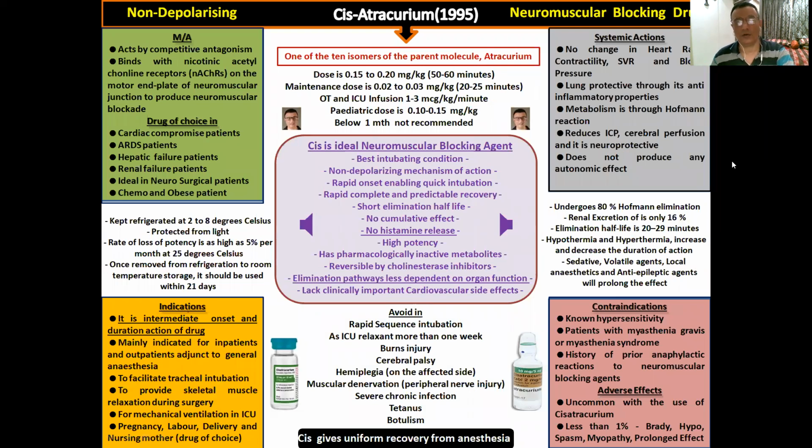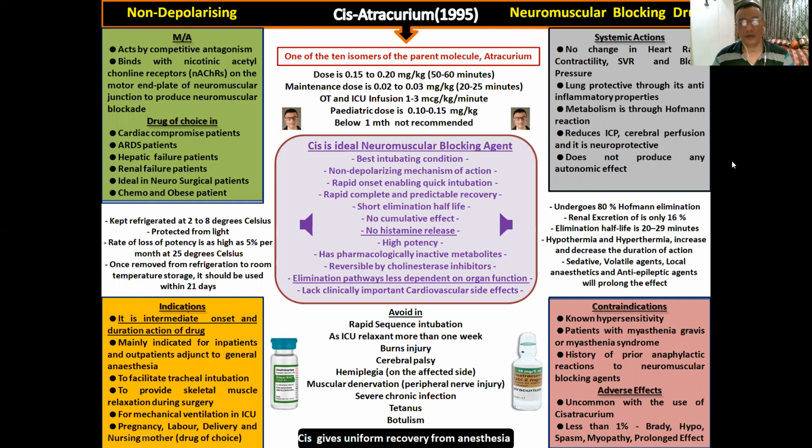Third drug is Cisatracurium. Cisatracurium is now freely available, but one year before it was a nightmare for all the anesthetists. Now it is easily available from a prime pharmaceutical company in India. It is one of the 10 isomers of the parent molecule, atracurium. It is the most ideal neuromuscular blocking agent.